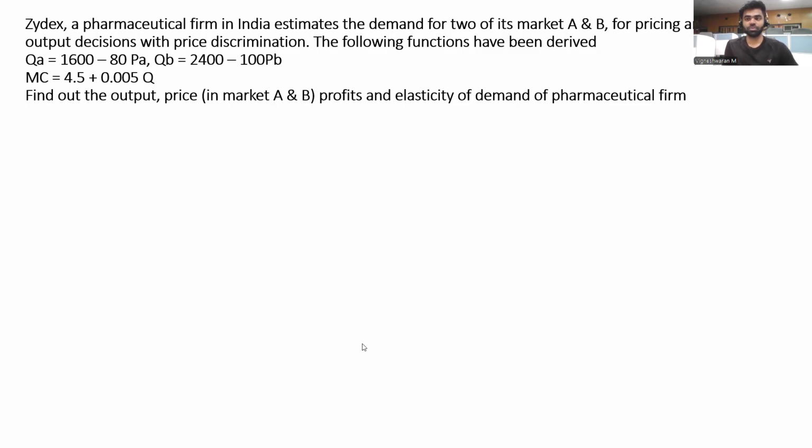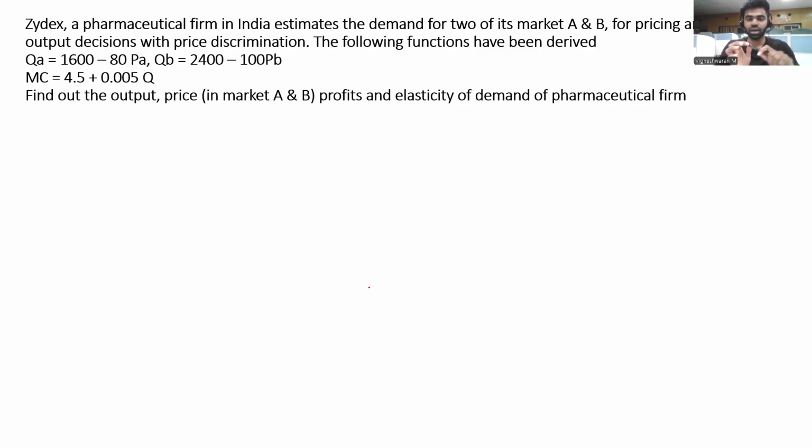So in this video, we will be seeing price discrimination. Okay, so there is only one problem in price discrimination that we are going to see. Before that, one thing that you have to know is price discrimination will come in monopoly market. Okay, so this is the only basic thing that you have to know.